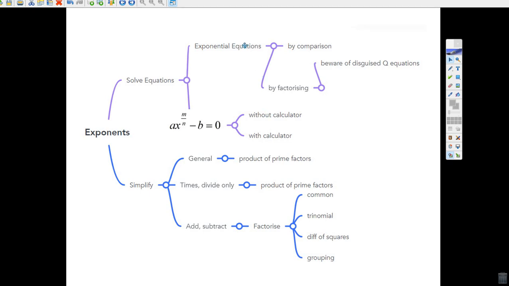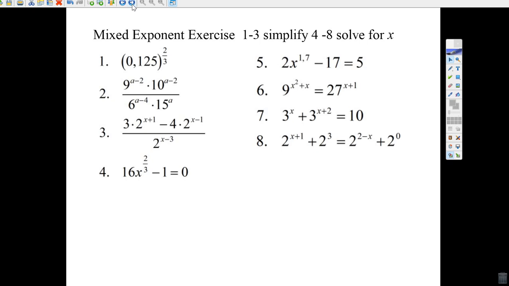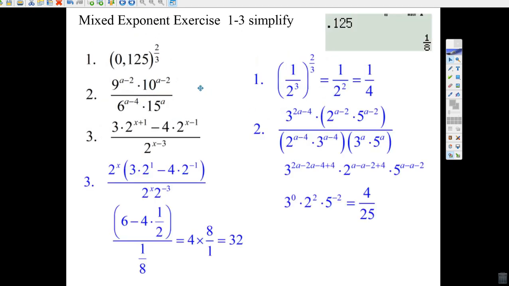Sometimes with exponential equations, you try to get the bases the same, and then you compare the exponents. Sometimes they get tricky and you have to use factorizing, or there's a disguised quadratic equation in the question, and you'll see it in the questions we're about to do. Let's just look at the first 3 here. Here's the mixed exercise. Let's look at the first 3 questions.